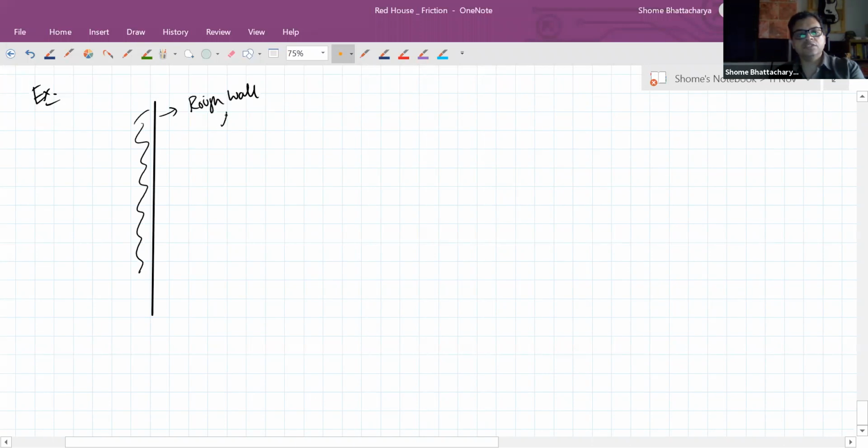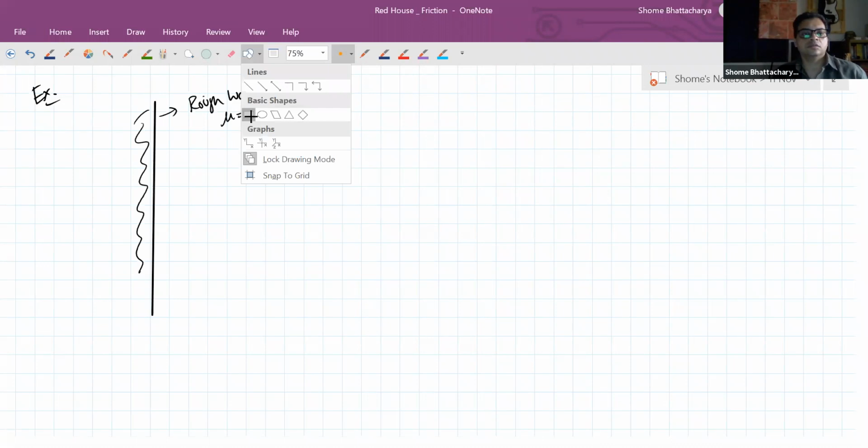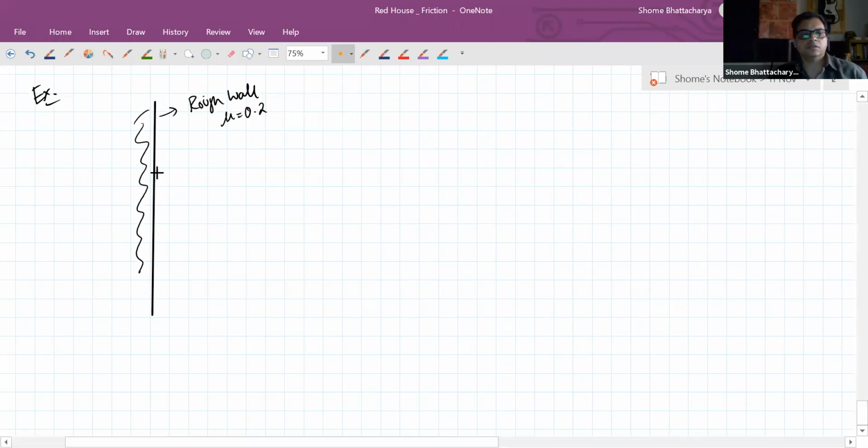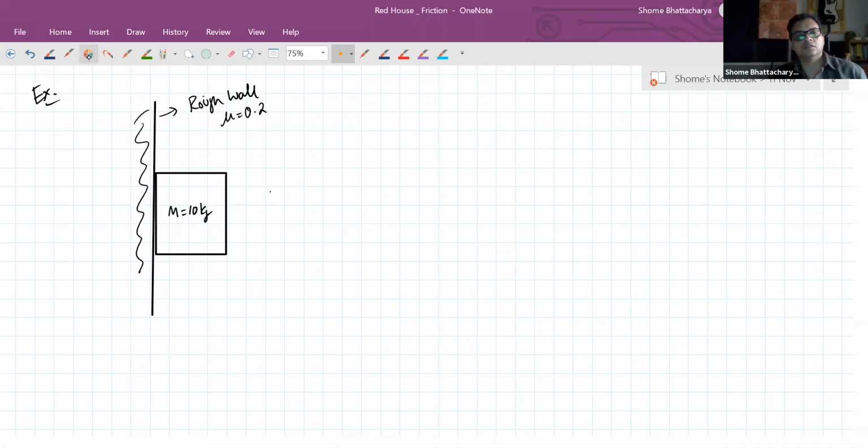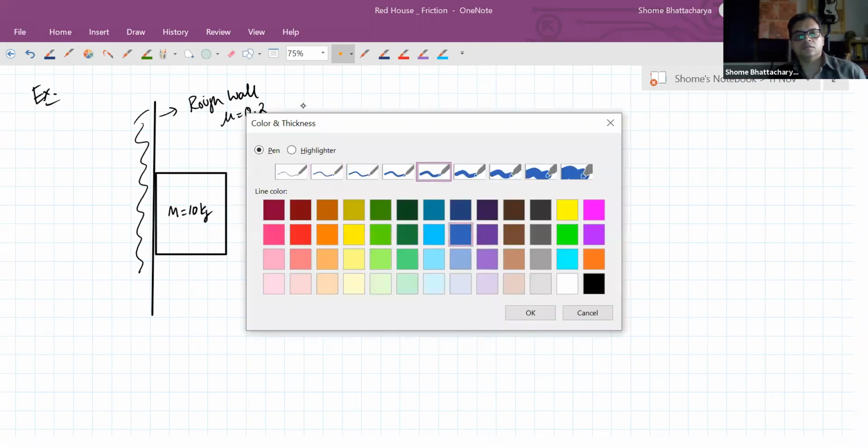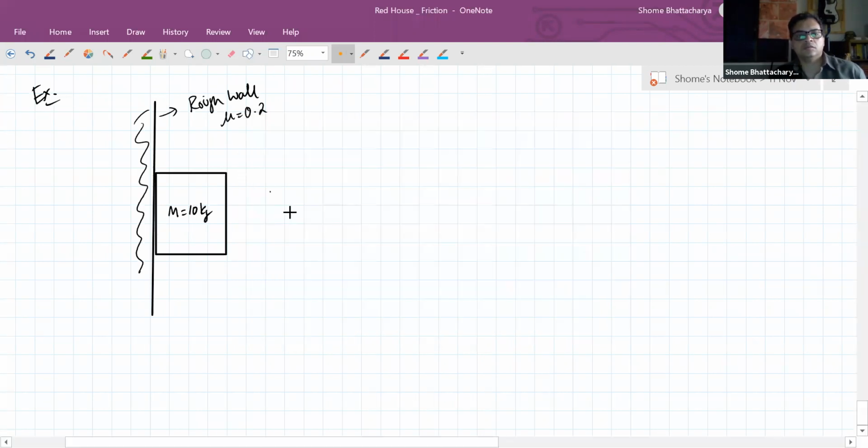Okay, and it has a coefficient of friction of, let us say, 0.2. And now what we are doing is we are keeping a single block this time of mass 10 kg, pinned against the wall by applying a force F like this.